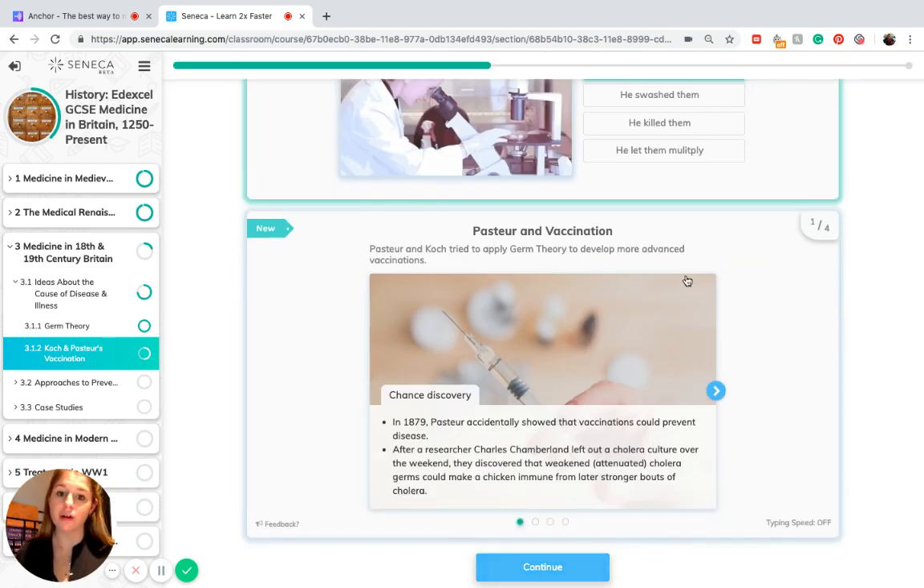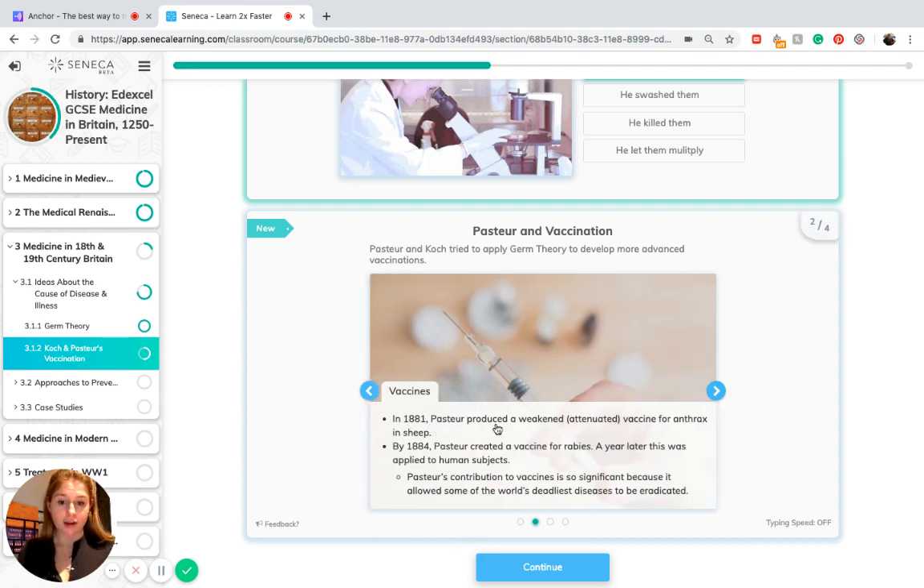So Pasteur and Koch tried to apply germ theory to develop more advanced vaccinations. In 1879, Pasteur accidentally showed that vaccinations could prevent disease. After a researcher, Charles Chamberland, left out a cholera culture over the weekend, we discovered that weakened, or attenuated, cholera germs could make a chicken immune from later, stronger bouts of cholera.